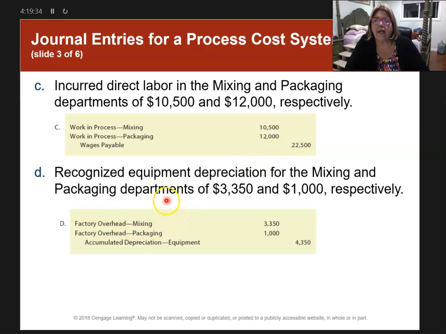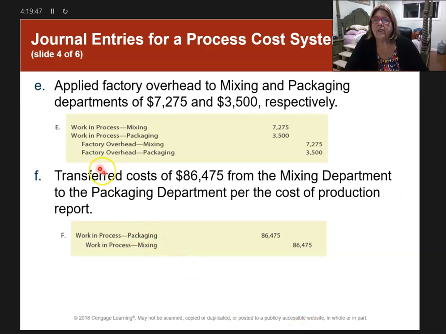Now I'm going to look at the depreciation for the equipment that I'm using. It's going to go into factory overhead. Notice it credits accumulated depreciation. The next journal entry is going to be applying factory overhead to my different departments. So I'm actually taking it out of factory overhead, putting it into the actual WIP account.